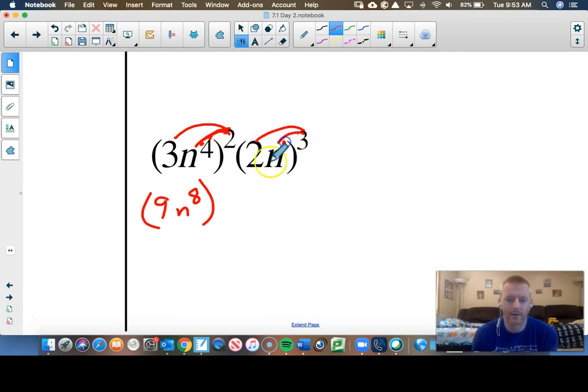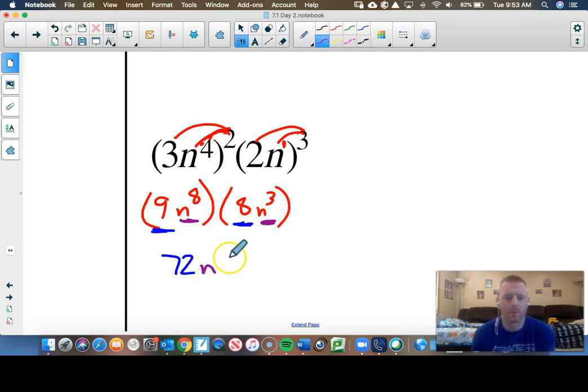So this is an n to the 1st, so we have 2 to the 3rd, which is an 8. And an n to the 1st to the 3rd, 1 times 3 makes it n to the 3rd. So now we can do what we did up above, and we're going to multiply our coefficients together. 9 times 8 makes a 72. And then the n to the 8th and the n to the 3rd, because they are multiplying, we add, makes an n to the 11th. And that's how this process works out for us, folks.